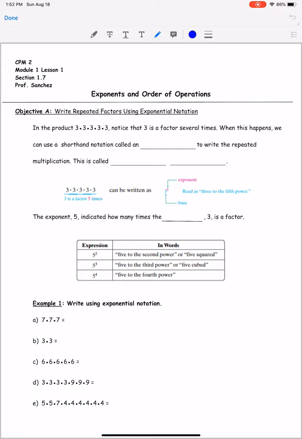First lesson here is over section 1.7, and it's over exponents in order of operation. So objective A is to write repeated factors using exponential notation. So in the product, 3 times 3 times 3 times 3 times 3, notice that 3 is a factor several times. When this happens, we can use a shorthand notation called an exponent to write the repeated multiplication. This is called exponential notation.